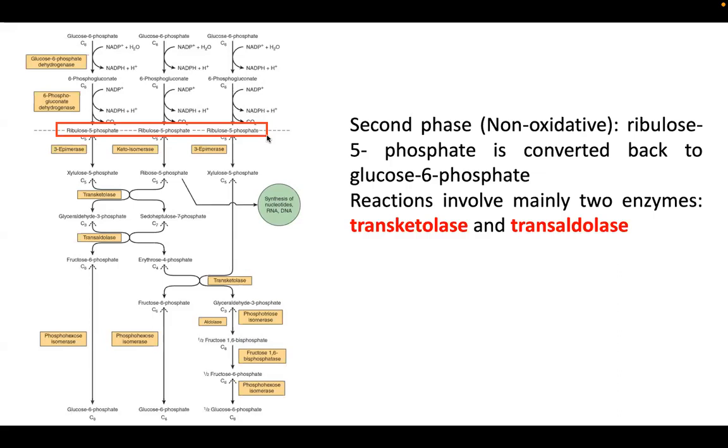Look at this. I'm boxing out the ribulose 5-phosphate. And where does the second phase, the non-oxidative phase, begin? It also begins with ribulose 5-phosphate. So in the non-oxidative phase, ribulose 5-phosphate is going to be converted back to glucose-6-phosphate. The two enzymes involved are transketolase and transaldolase. Please remember that. Take note that there are two phases.